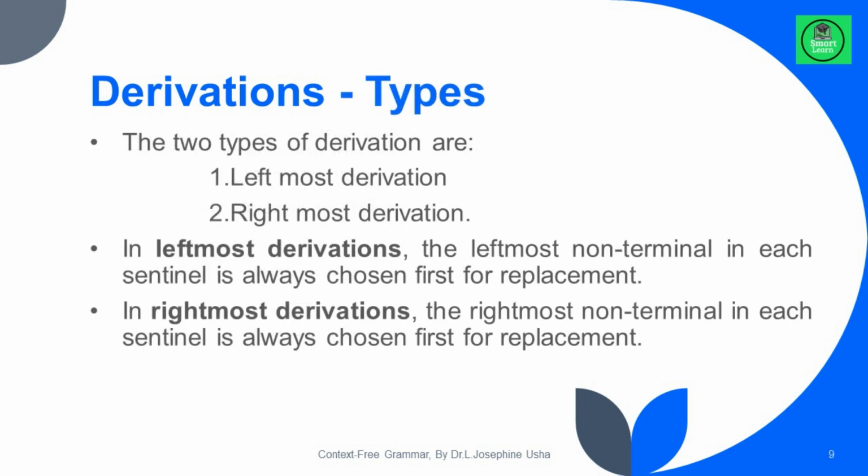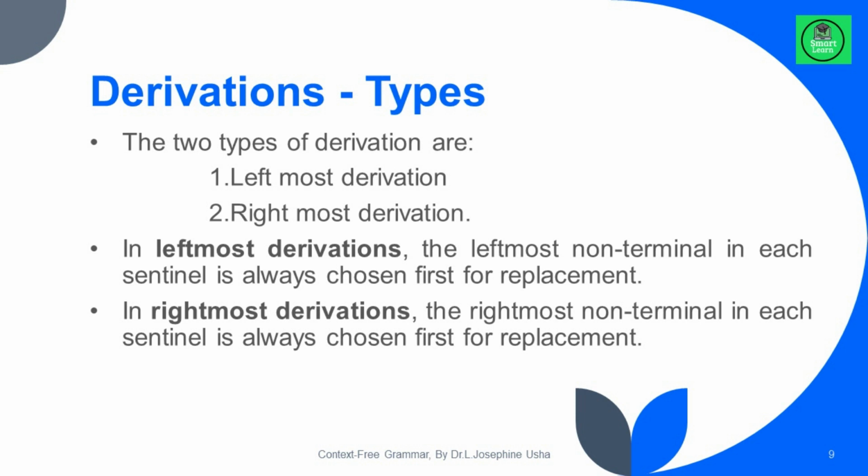Next we see the different types of derivations. We have two types of derivation: one is leftmost derivation and the other is rightmost derivation. In a leftmost derivation, the leftmost non-terminal in each sentential form is always chosen for replacement. That is, at each step of the derivation you replace the leftmost non-terminal by its production, and this is called a leftmost derivation.